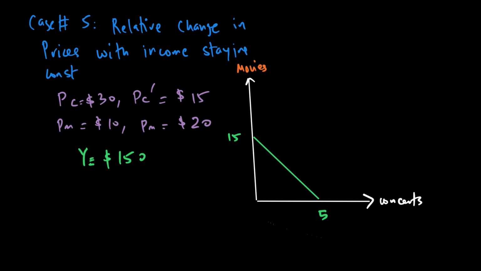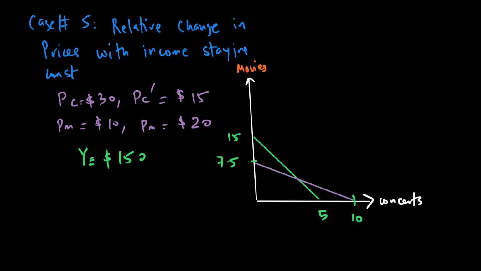With this new set of prices, now 150 divided by 15 would be 10, so I'm buying 10 of concerts, but at the same time 150 divided by 20 will be 7.5 of movies. Now 7.5 is not possible, but let's assume we can buy any quantity, even like a decimal number. So let's say 7.5 of movies. So my new budget line will look like this.